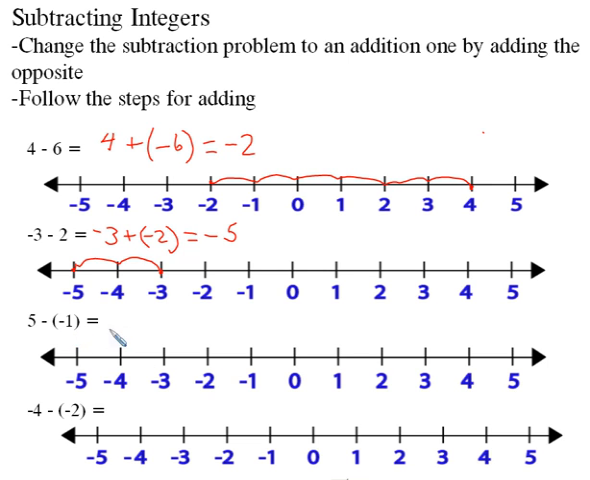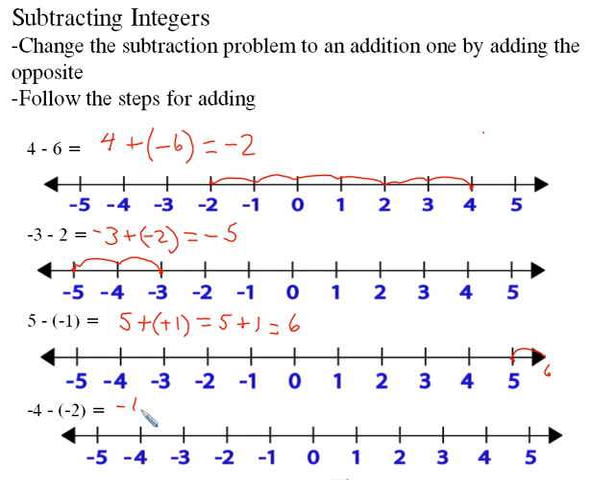5 minus negative 1. Change it to an addition problem. Change that to the opposite, which would be positive 1. So if you want, you can write it out like that, if that makes you feel better. Or that's going to be the same thing as just 5 plus 1. And let's start over here, and we just go over to 6, because that's what 5 plus 1 is.